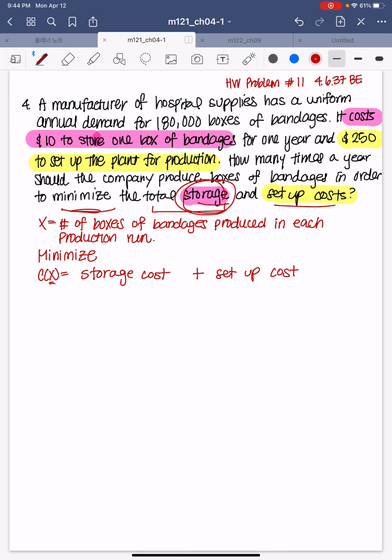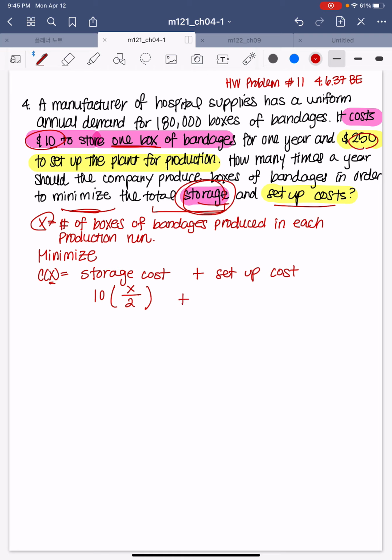Okay, all right. Now, how much does it cost in terms of storage? $10 to store one box, but we are not only storing one box, so it's 10 times of how many it is. So let's say X represent the number of bandages produced in each production run, and then we are just going to have average number stored in each day, so divided by 2. Okay, because we are not going to only store one box.